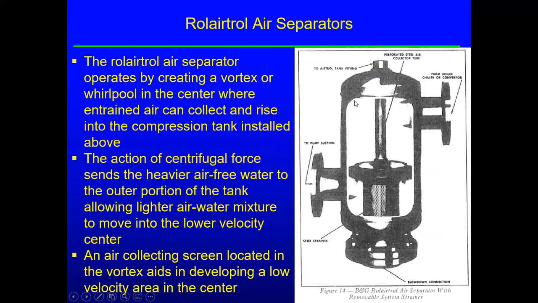The Rolairtrol air separator operates by creating a vortex or whirlpool in the center where entrained air can collect and rise into the compression tank installed above. The action of centrifugal force sends the heavier air-free water to the outer portion of the tank, allowing the lighter air-water mixture to move into the lower velocity center. The air collecting screen located in the vortex aids in developing a low velocity area in the center. If you look at the piping connections, they're offset. One will be on one side and one on the other because you're trying to promote this vortex, this spinning flow as the water flows through this thing. So that's pretty good.